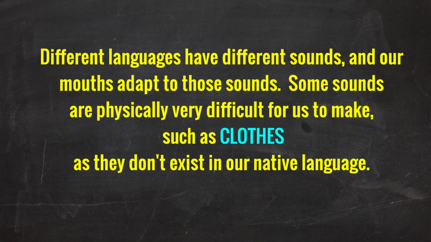Do some exercise in English, because different languages have different sounds and our mouths adapt to those sounds. But you have to adapt your mouth to these sorts of sounds. Some sounds are physically very difficult for us to make, such as the th in the word clothes. There are two variations of this word, as they don't exist in our native language. We don't have three consonant clusters in Arabic.